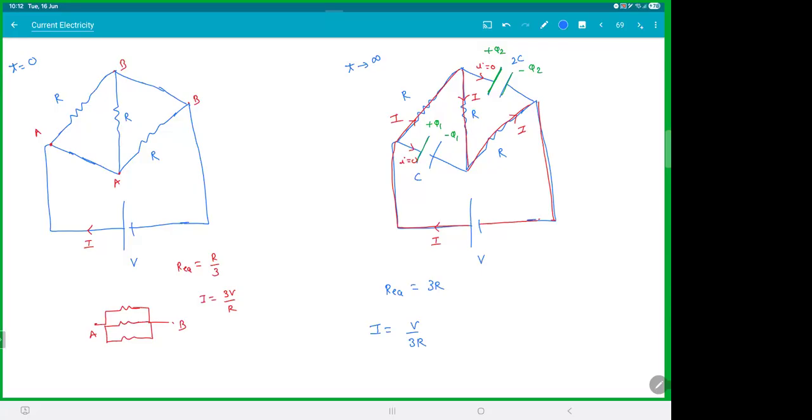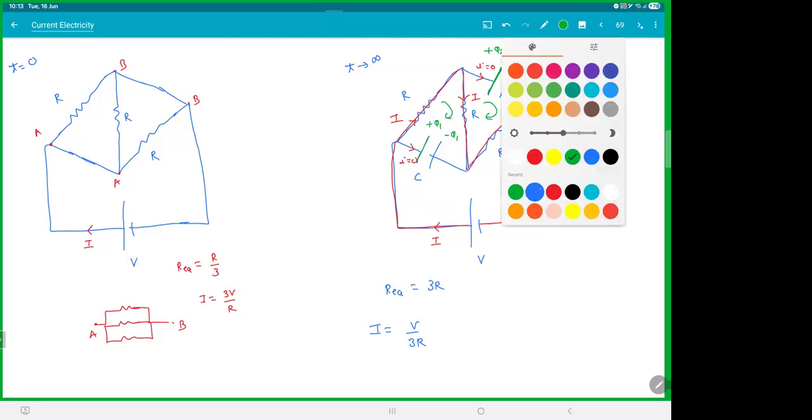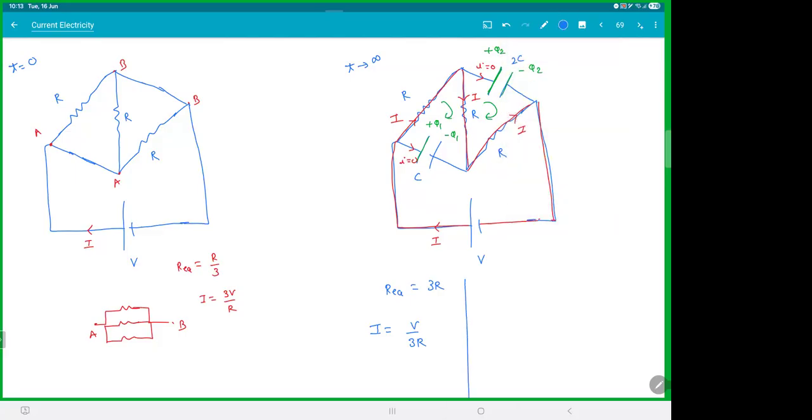Great. How do we find the charge? Most people get the resistance part and current part, but the moment they ask for charge, people start getting confused. Some people do get it. But remember, if you use your junction law, it makes your life easy. So apply one loop law here, one loop law here. You just have to go through the capacitor.